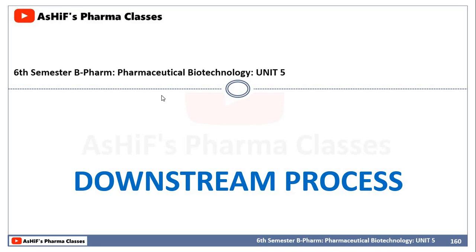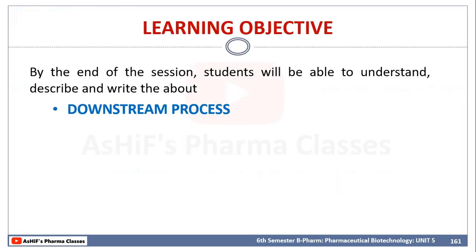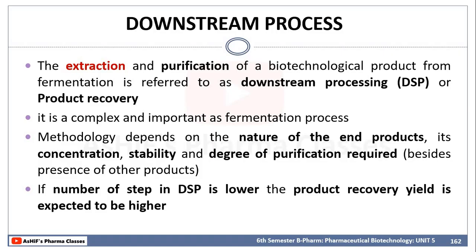In this session, we will discuss the downstream process or product recovery process which is used in industrial fermentation. So this is the learning objective. At the end of the session, you will be able to understand, describe and write about the definition and different steps of downstream process. So let's start with the definition of downstream process.